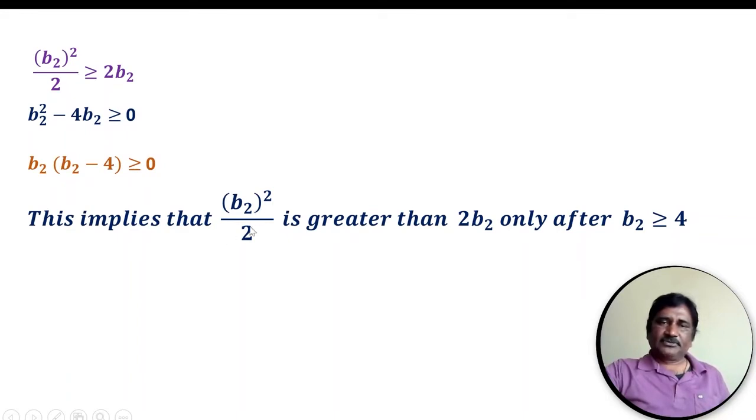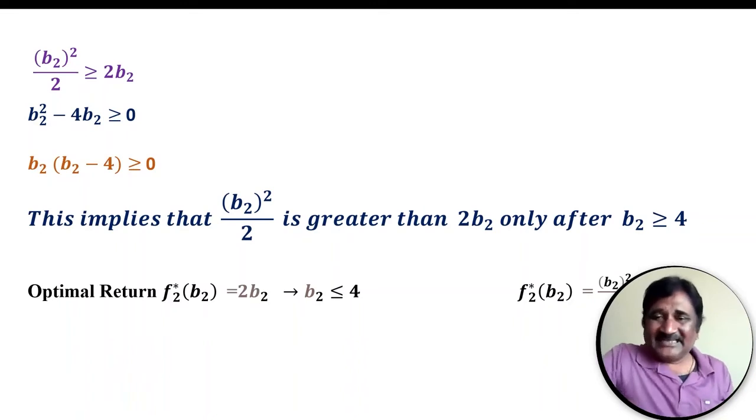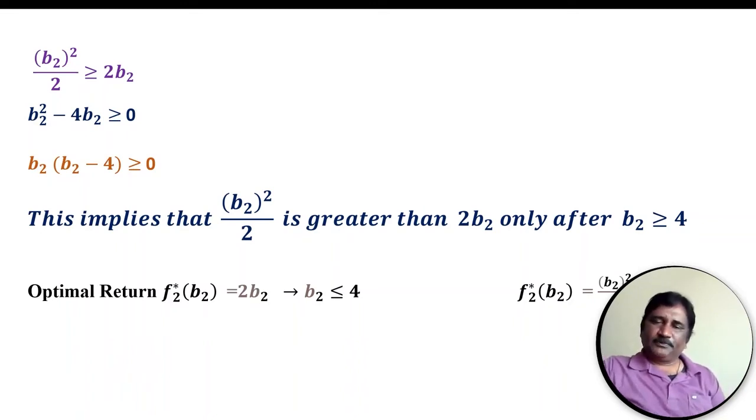So this implies that b2 square by 2 is greater than twice b2 only after b2 is greater than or equal to 4. So the optimal return f2 star of b2 will be 2b2 for b2 less than or equal to 4, and if b2 is greater than 4, then b2 square by 2 is greater. As I said, it depends on the value of b2. If b2 is greater than 4, b2 square by 2 is higher. If b2 is less than 4, 2b2 is higher.